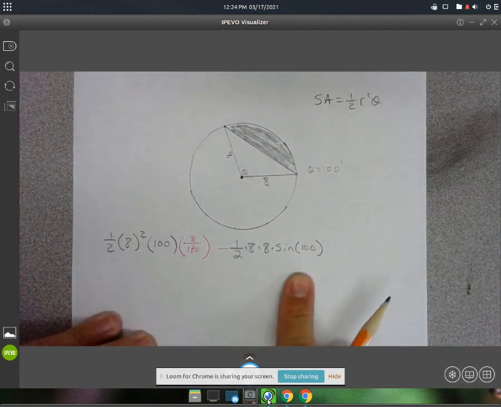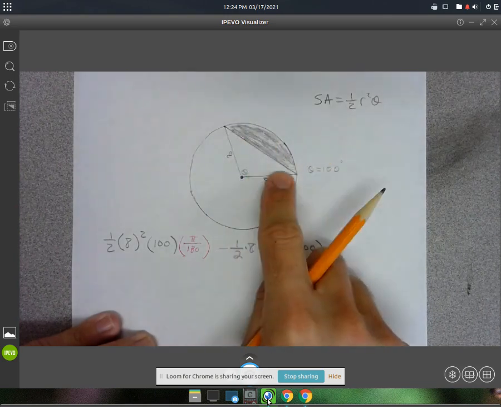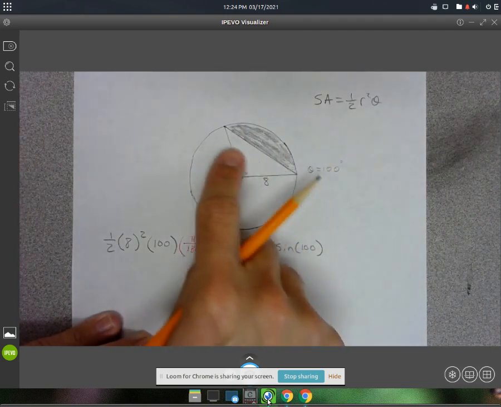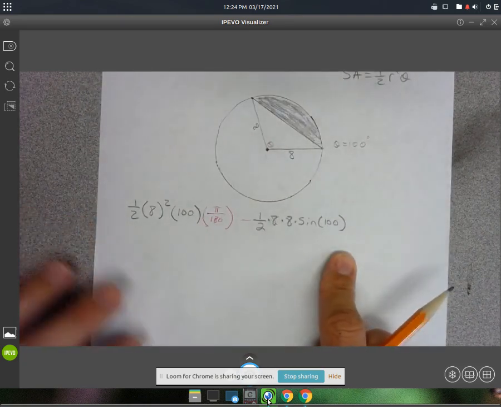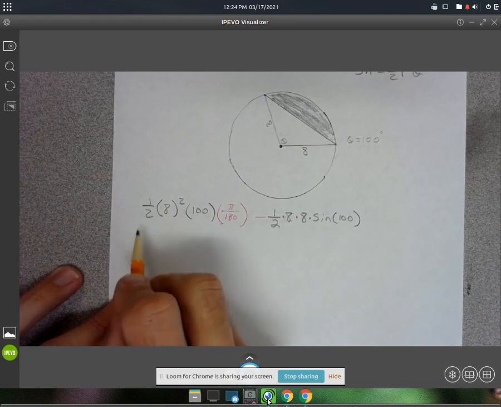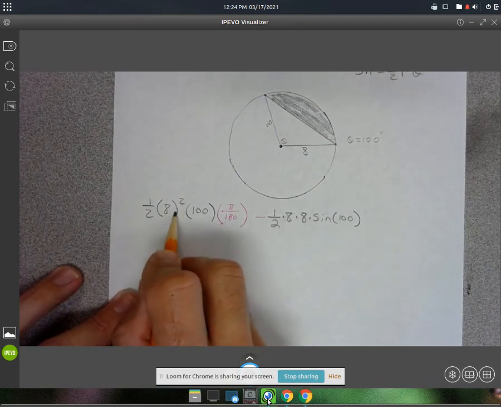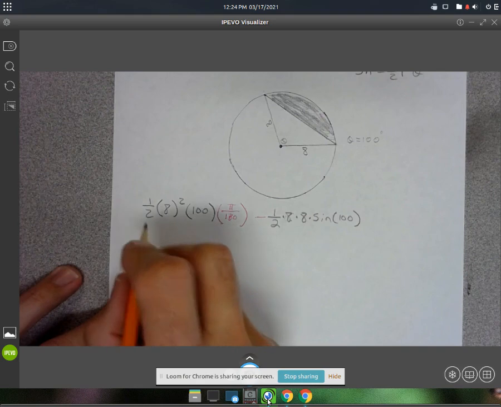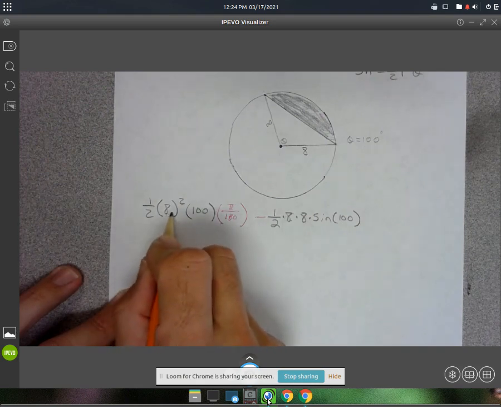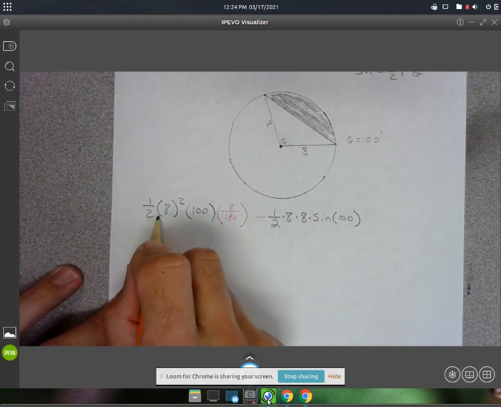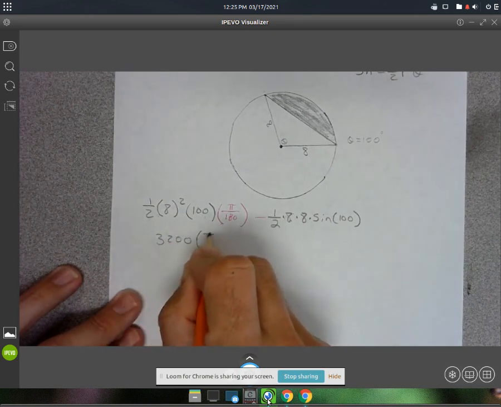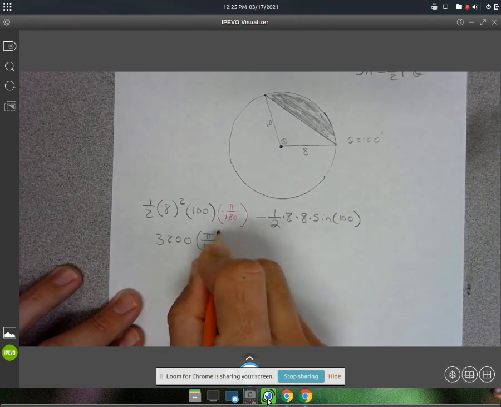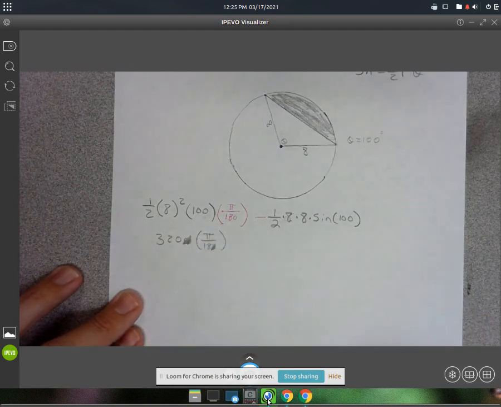This expression, when I work it out, I'm taking the entire sector and then I'm minusing off the area of the triangle. I just have to work out what this comes out to. You could throw it into a calculator. I'm going to do a little bit of simplifying first. So 8 squared is 64, but I'm going to take half of that. Half of 64 is 32, but then I'm going to multiply that by 100. So 3,200 times pi over 180. I can actually cancel out a zero or two. There we go, canceled out some zeros.